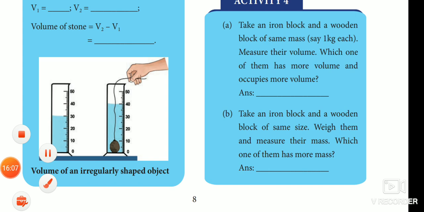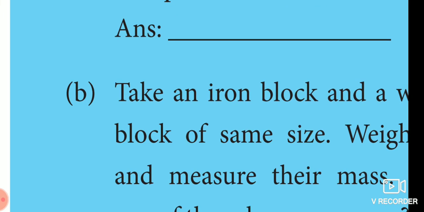Okay, the next is: take an iron block and a wooden block of the same size. Weigh them and measure their mass. Which one of them has more mass? This is our homework. Okay children, now we will see that.